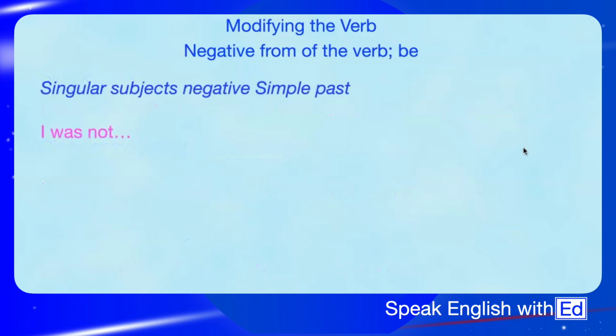Now, of course, I was not is suitable for contraction. So you can use I wasn't, contract was not into wasn't, and use that in place of I was not. You can use either here. It doesn't matter which. And if you're not sure about contractions, then there's a link at the top of the screen to a video that we made earlier, all about contracting words down. So check out the video and see.